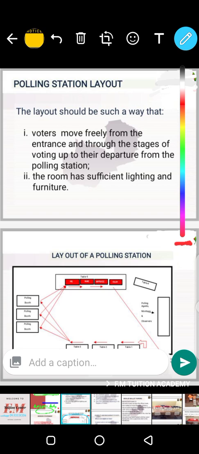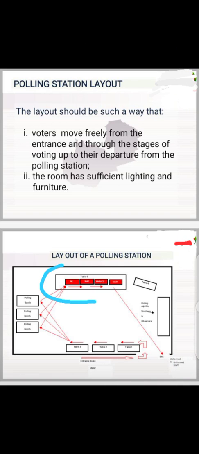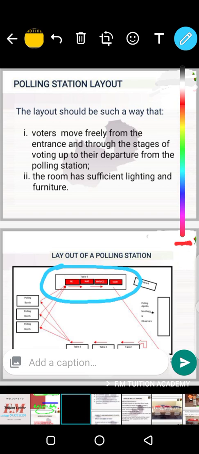Here is where you put the ballot boxes, on top there. The ones in red here are like benches. So these are like benches on top.